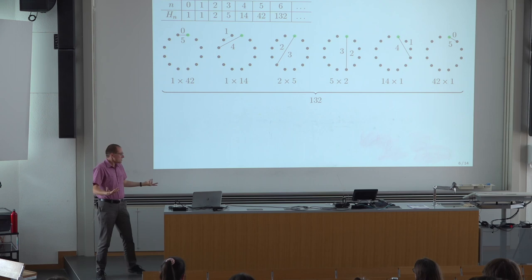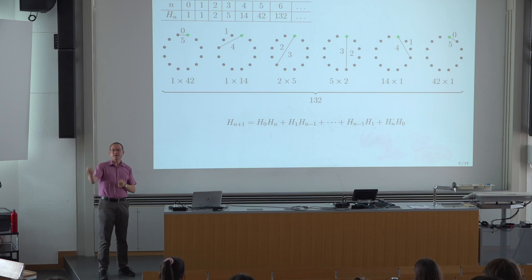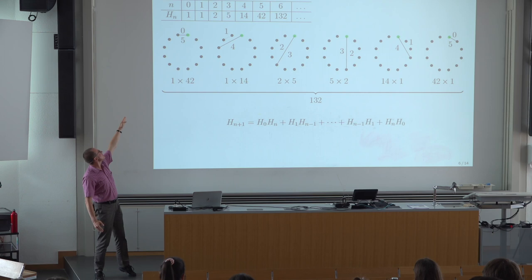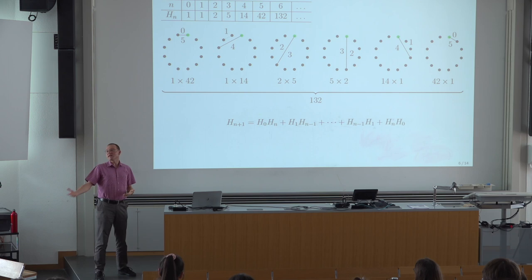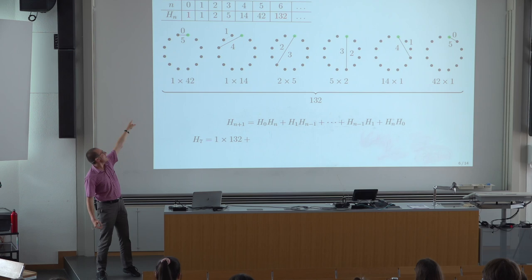You can see a formula. If you like to write down a formula, this is the formula for each value of h in terms of all the previous values. If we have computed hn for n from 1 up to 6, very easily we can compute h7 from that formula. Namely, let's say you want to do H7, you have to multiply 1 times 132, the entry at the very beginning, times the last computed entry so far.